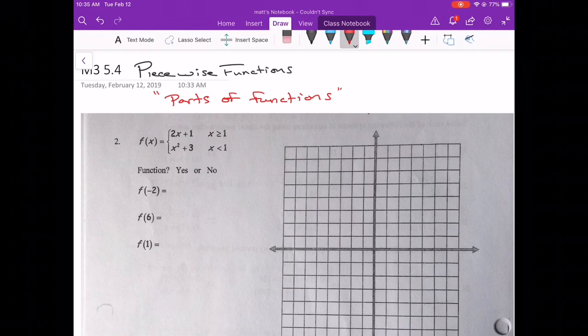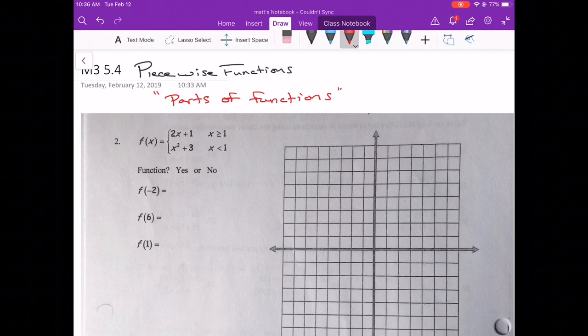If you could take a look at what I've got for you here, the function f of x has two different types of functions according to which part of the domain you're looking at. So if you're looking at the x values greater than or equal to 1, that's 1 and to the right, that's going to be this linear 2x plus 1. If you're looking at the x values that are to the left of 1, that's smaller than 1, that's going to be this parabola x squared plus 3.